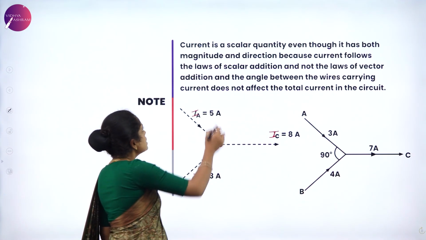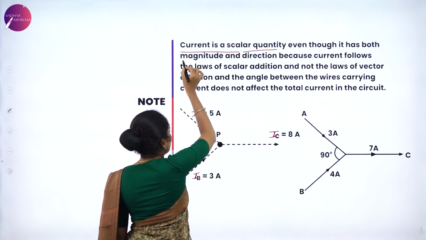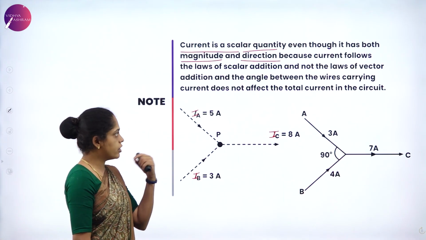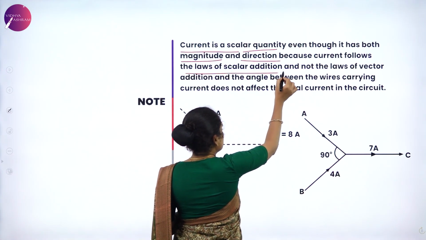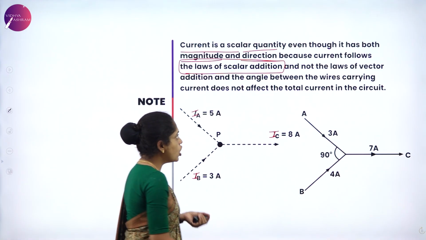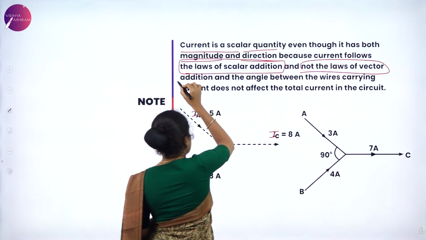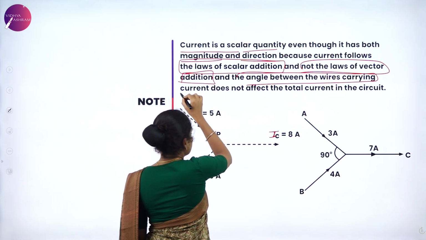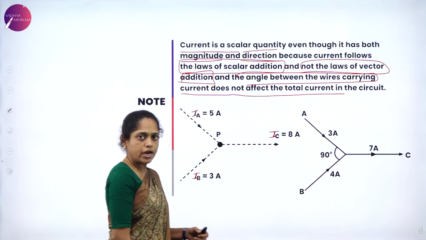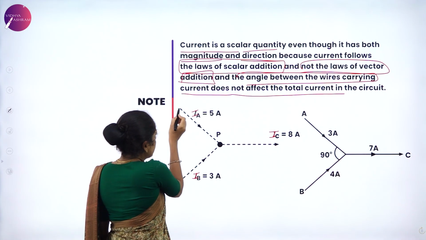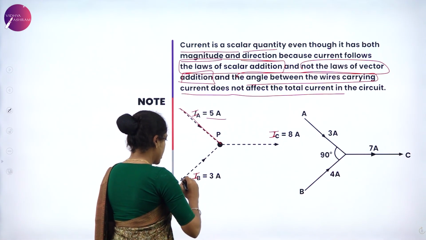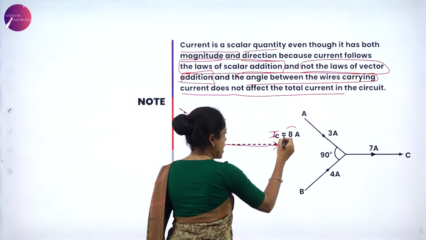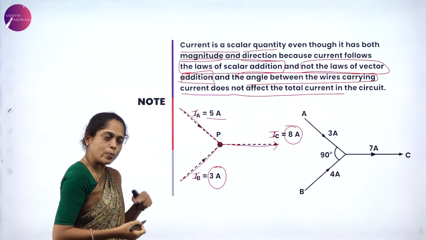Next, current is a scalar quantity. Even though it has magnitude and direction, we consider the current as a scalar quantity and we follow the law of scalar addition, not the law of vector addition. Why? Because the angle between the wires carrying the current does not affect the total current, as in this picture. You can observe here, the current in the wire is 5 ampere and in the other wire is 3 ampere. Then the total current in the wire is 8 ampere, where we have followed the normal addition.